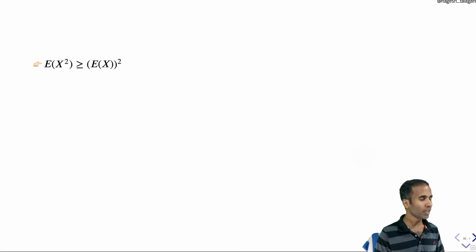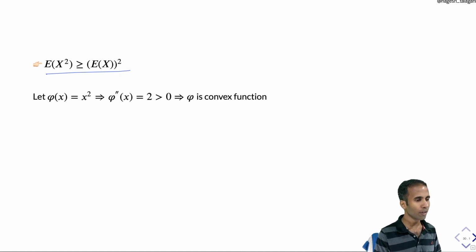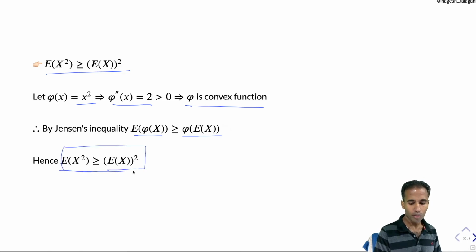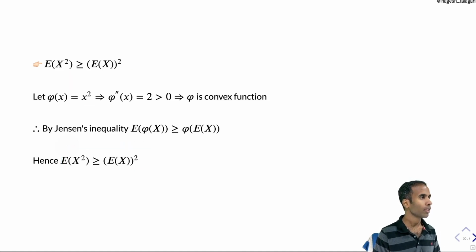Next we will see one application. We already know that expectation of x square is greater than or equal to expectation of x whole square. We have seen this earlier, but it immediately follows from Jensen's inequality, because if you take phi of x equal to x square, then phi double dash x is 2, which is positive. That means phi is a convex function. Now if you apply Jensen's inequality, we have expectation of phi of x greater than or equal to phi of expectation of x. That is, expectation of x square is greater than or equal to expectation of x whole square. This follows from Jensen's inequality.